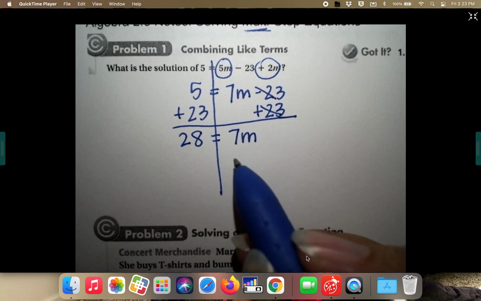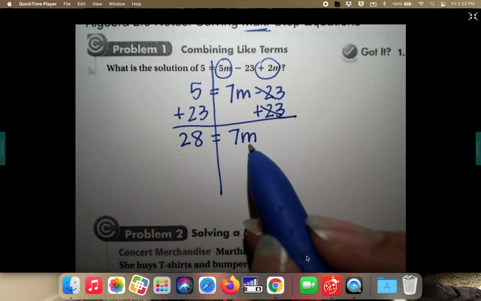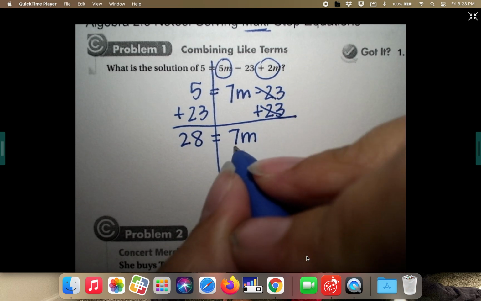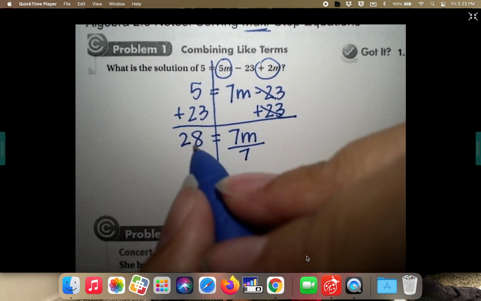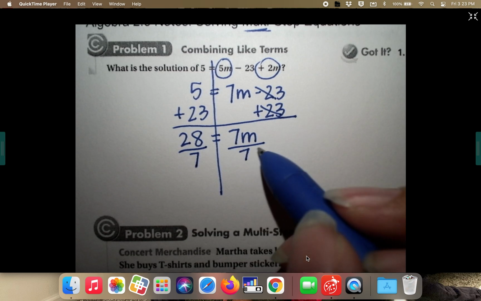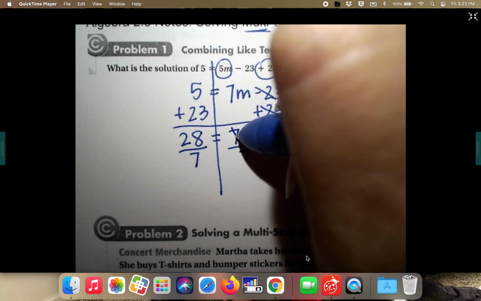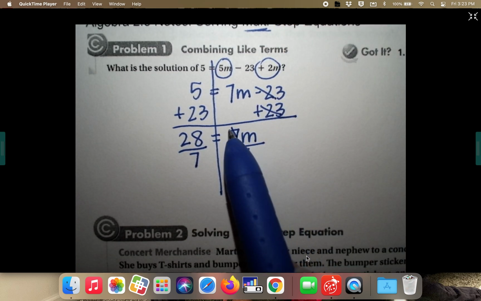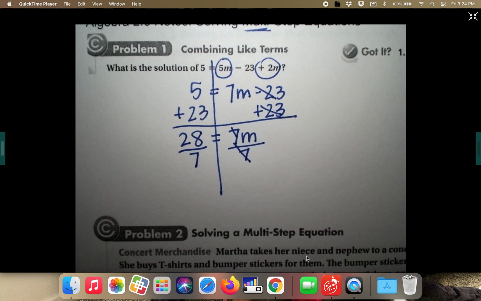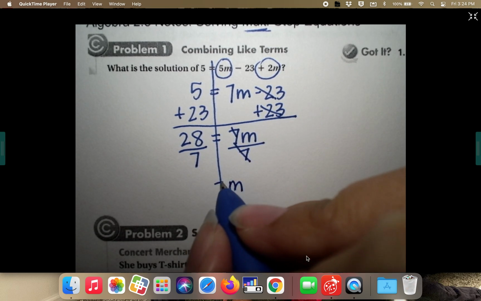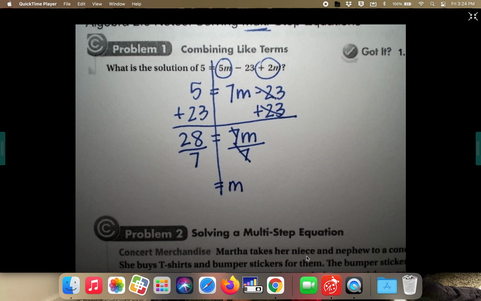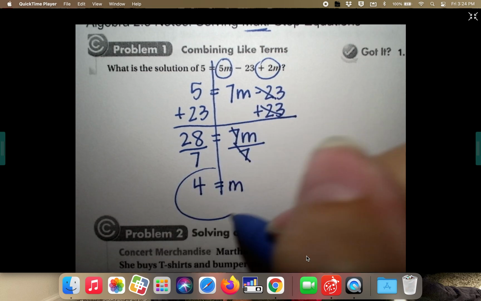And then the last step, 7 is being multiplied by m, squished together, multiplied, so we are going to divide it by 7. Please be sure you're starting to use fractions for your division. It saves you time. Also, it helps you understand that a fraction is just a division problem. Something being multiplied by 7 and divided by 7 would cancel each other out, so it leaves m by itself, which is good news because that's when it means you're done. 28 divided by 7 is 4.